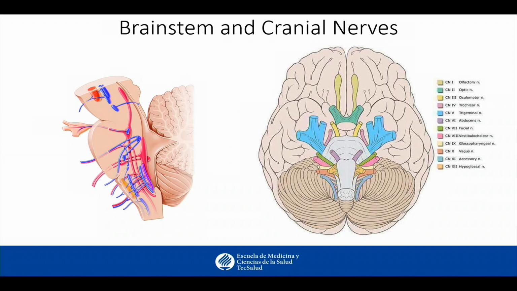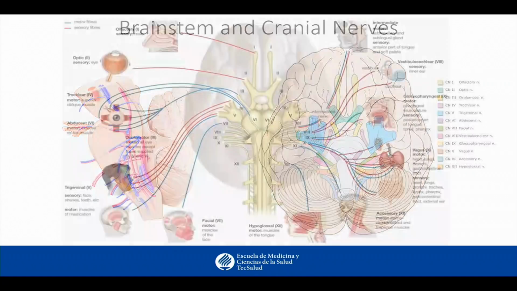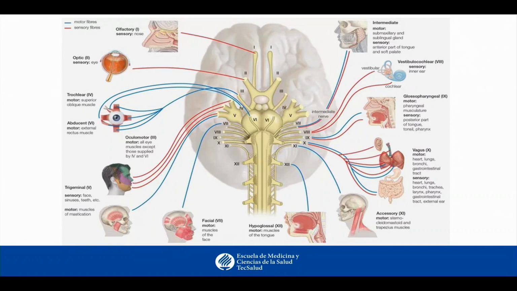The cranial nerves are as follows. First, we have the olfactory nerve that relays information from the nerves of the olfactory epithelium. Second, we have the optic nerve, which relays information from the retina. Third, we have the oculomotor nerve, which is principally involved in the control of eye movements. Fourth, we have the trochlear nerve, which innervates the superior oblique muscles of the eye.